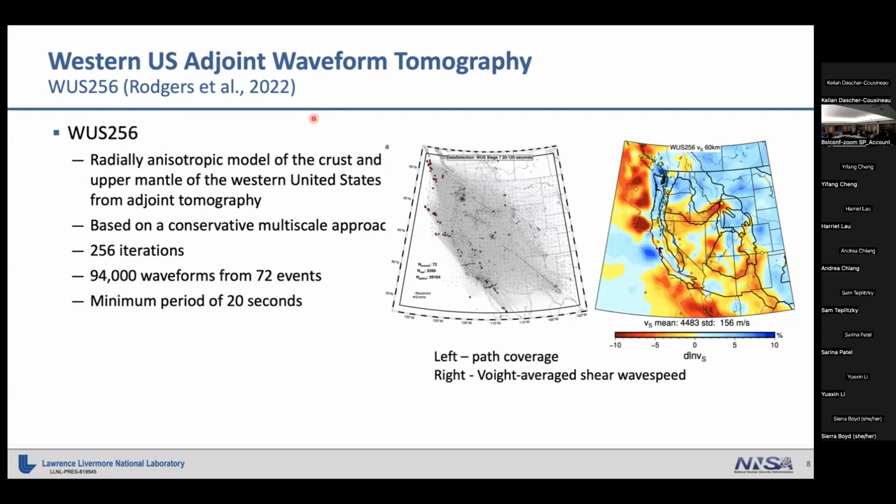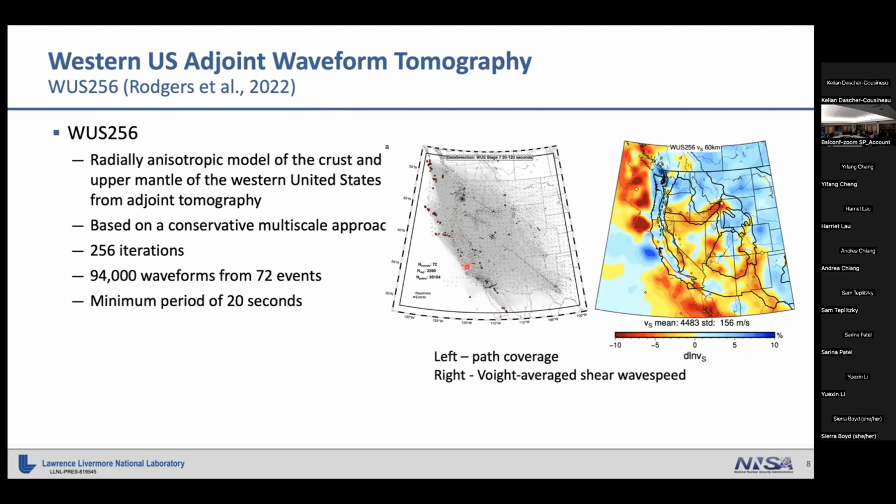Another key reason for using the Western US is that in addition to earthquake data, we also have historic nuclear tests and mine collapses, so we can look at different sources as well. This particular inversion is based on a relatively conservative multi-scale approach. The inversion started at longer periods, I think 50 to 20 seconds, and then gradually moved down to 20 seconds. The final model has 256 iterations.